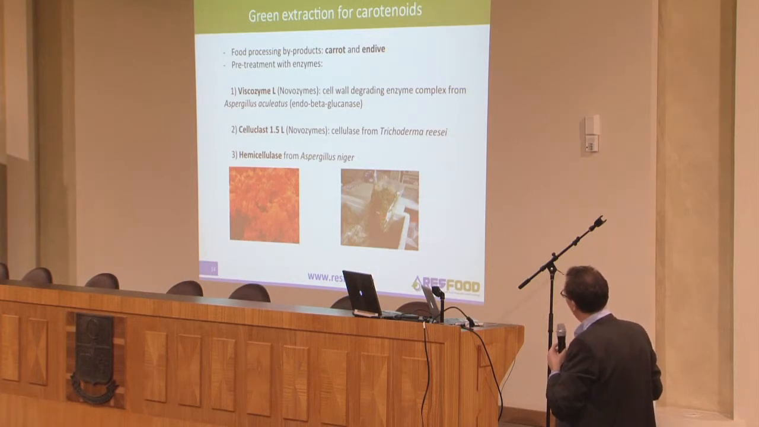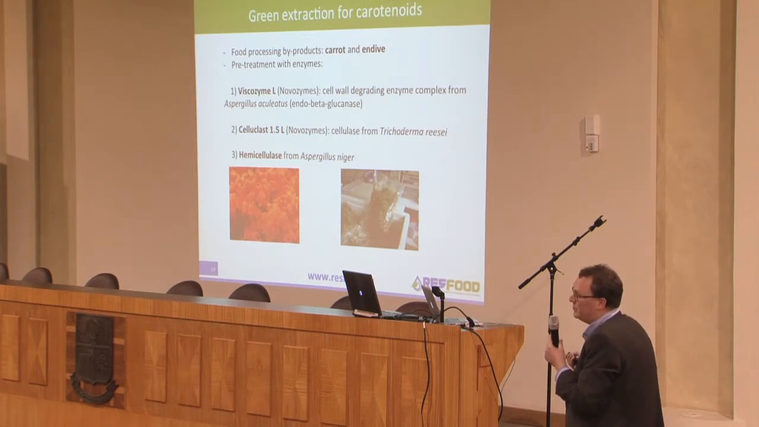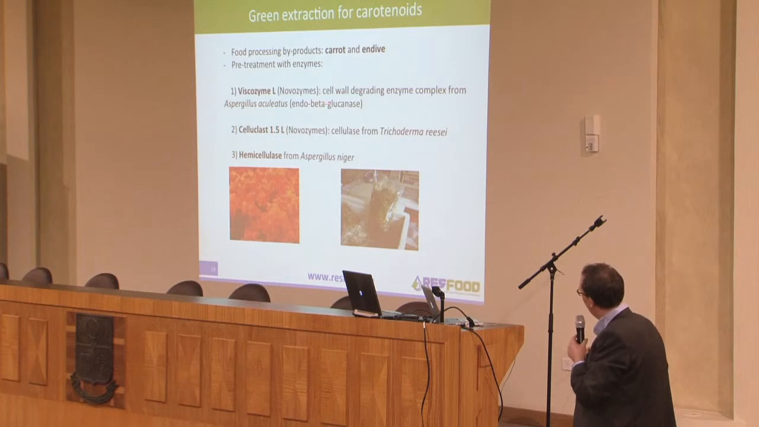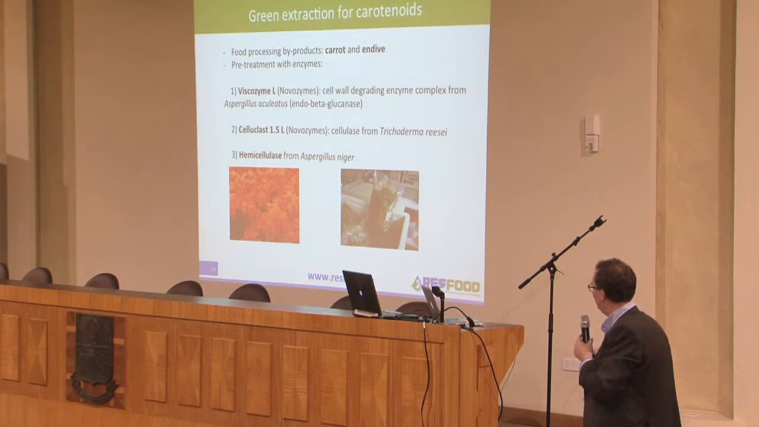So it looks like this, right to the left. Endive is a green vegetable, very well known in Europe. We pre-treated these products with enzymes, and we selected some based on literature. So we used Viscozyme, which is a cell-degrading enzyme complex from an Aspergillus species, and it has endo-beta-glucanase activity. So it's not one enzyme, it's a mixture. The second one was a cellulase from a Trichoderma species, and we also used a cellulase from an Aspergillus.